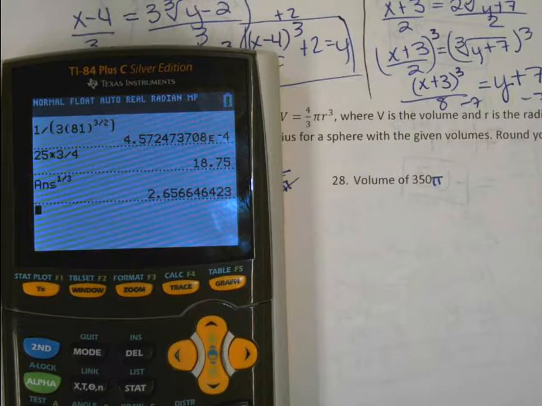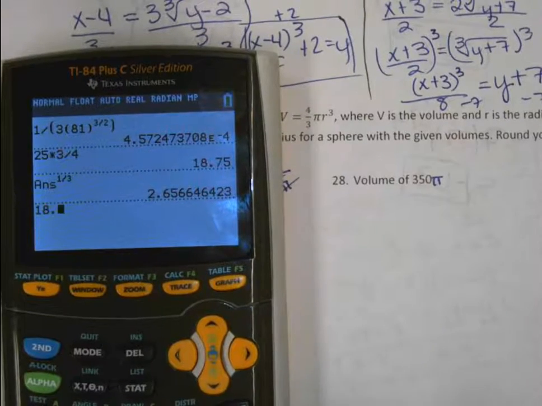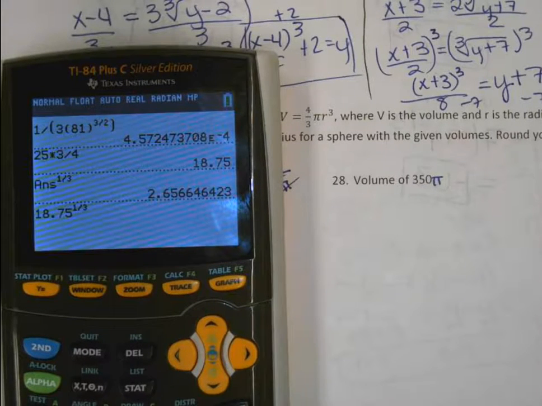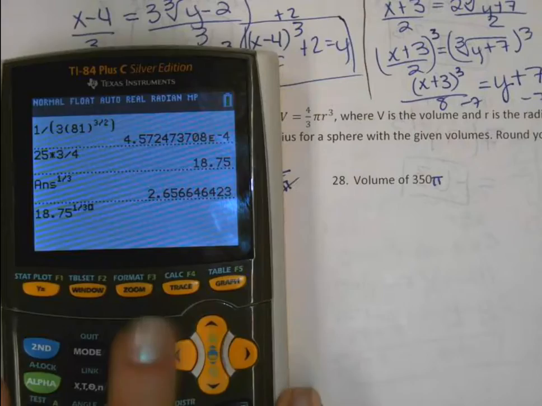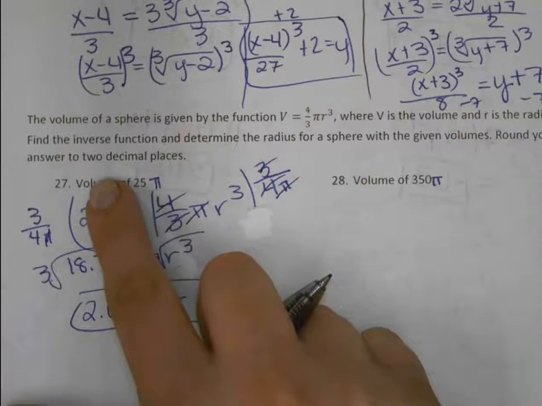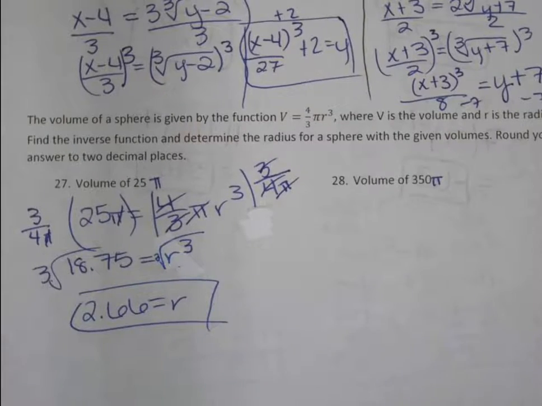So I could do it again. I did 18.75 to the 1/3 power like that. Yes, it says rounded to 2 decimal places. I rounded on this one.